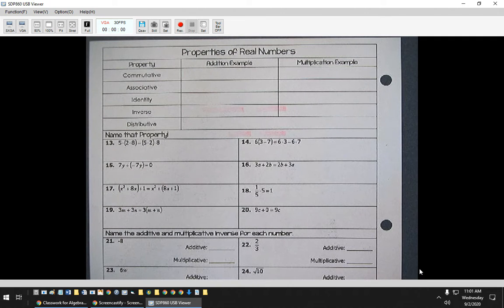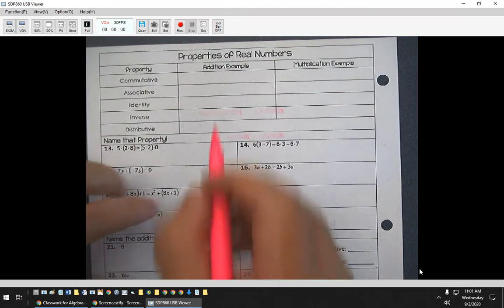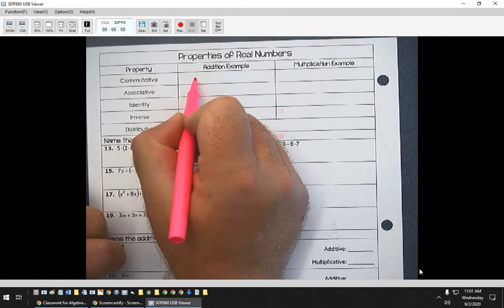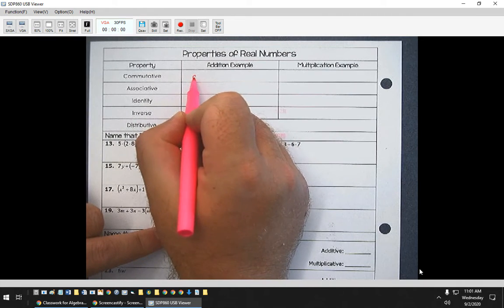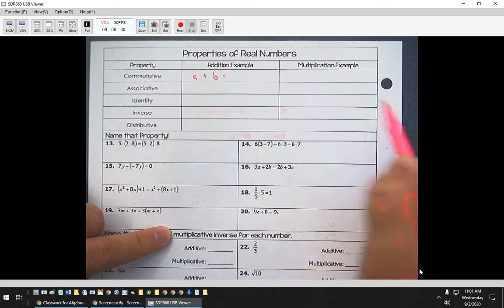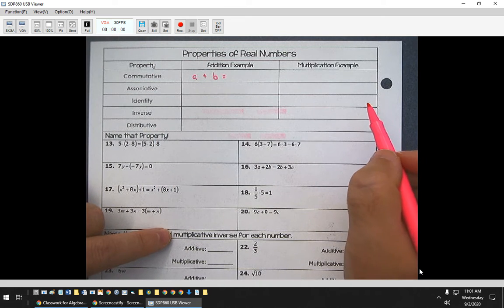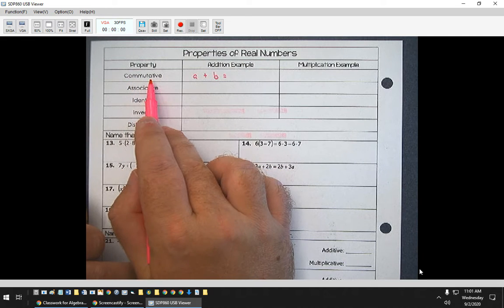So we've got these properties: the commutative, associative, identity, inverse, and distributive. I want to talk about them in normal terms and see if it makes sense. I'm going to try to give a real life example. Person A and person B are talking to each other. What's another word for talking to each other? Communicate. So that's how I remember commutative, like communicating.